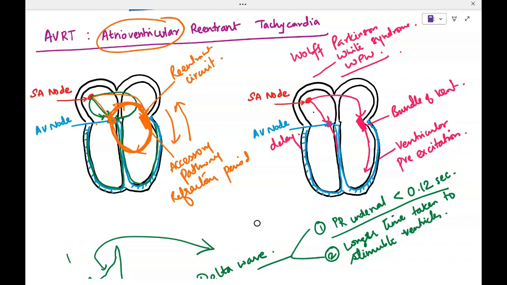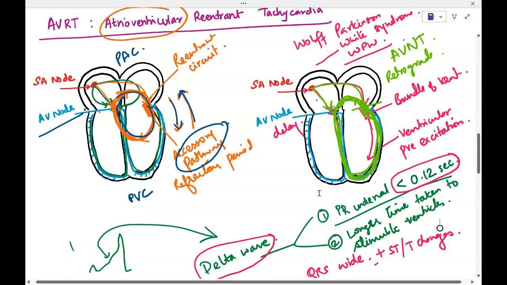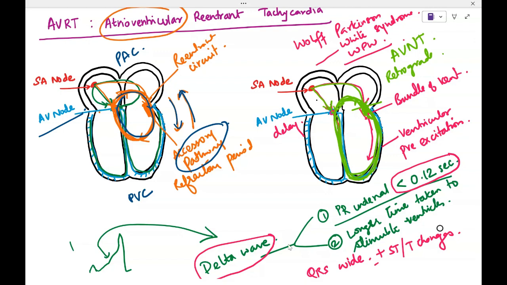Now, when does an AVRT happen? Whenever there is a premature atrial contraction, and at that time this bundle of Kent is in the refractory period. The impulse will come from the SA node, it will come to the AV node, and it will also go to the bundle of Kent. But this bundle of Kent is in the refractory period, so it will block it. Now the impulse will go through the AV node to the ventricle, but by the time it reaches the bundle of Kent, it is no longer in the refractory period. So this impulse will go in the retrograde direction through the bundle of Kent, and it will excite the AV node, and then it will go through the AV node to the ventricle, then again through the bundle of Kent. So this is how AVRT happens in WPW syndrome. For AVRT to happen in WPW syndrome, we need a premature atrial contraction.